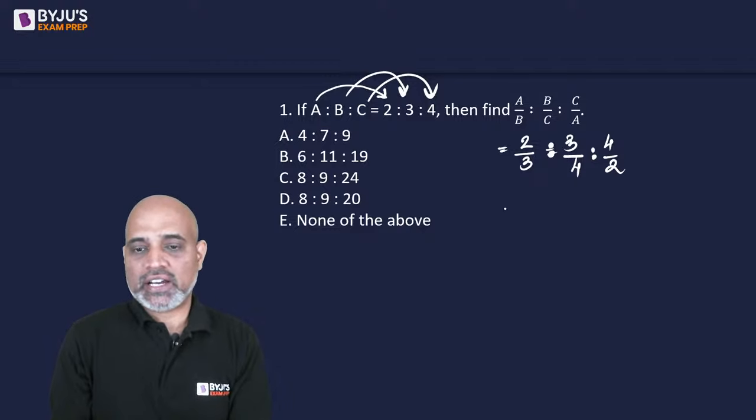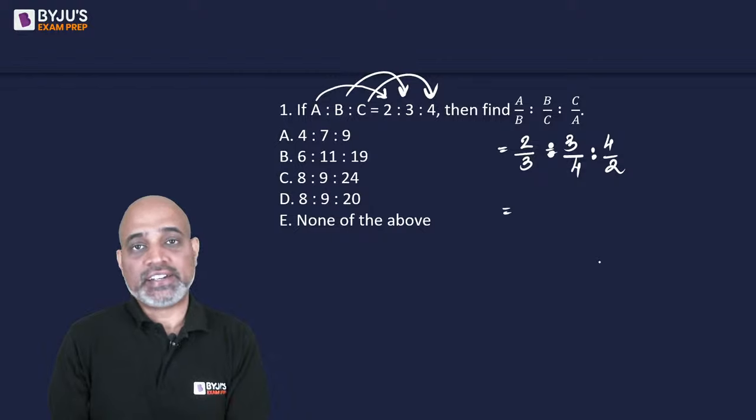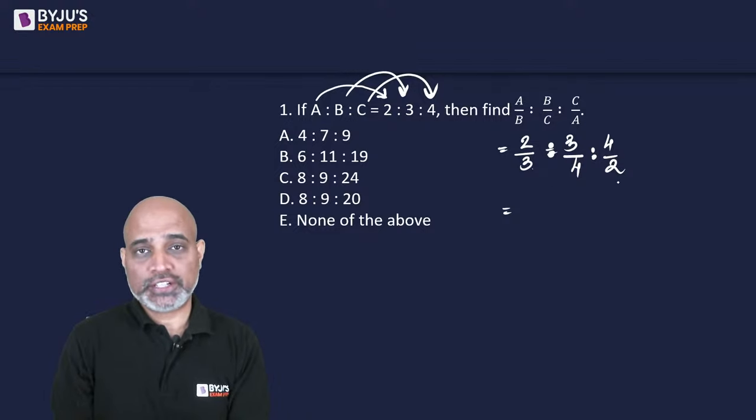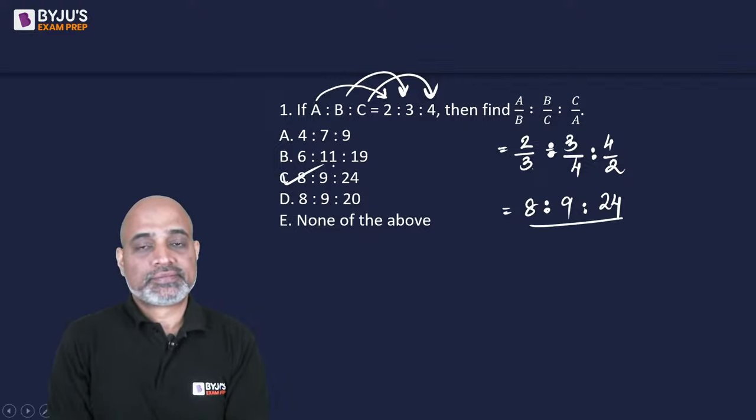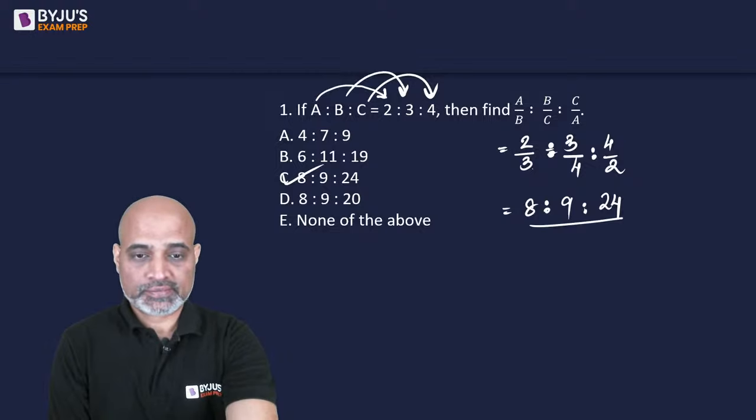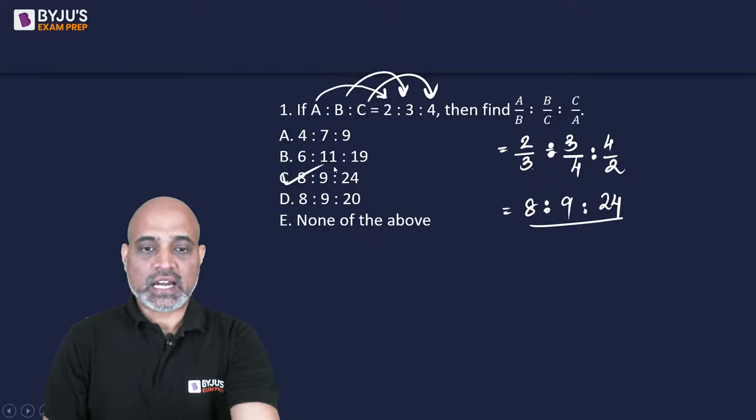Right. Now you can take the LCM, get rid of the denominator and see how the numerators change. So the LCM will be 12, right? The LCM of 3 and 4 is 12. So that means you need to make it 8 and this will get multiplied. So 9 and this will get multiplied by 4. So this is going to get multiplied by 6. So this will result in 24. Right? Yeah, C is the answer.